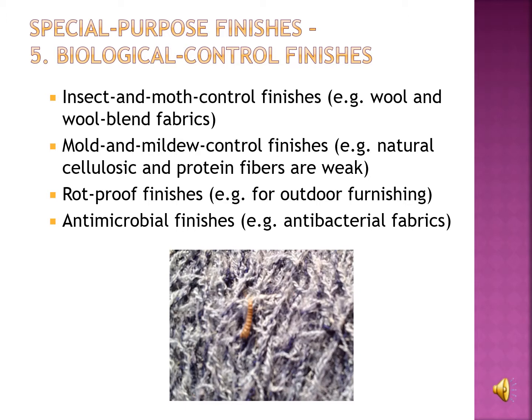There are rot-proof finishes, which relate a little bit more to outdoor furniture fabrics, because they're a little bit more susceptible to rot. But there are also antimicrobial finishes that help with bacteria, and so they basically help create antibacterial fabrics. So again, finishes are available for most of the issues with fabrics that you can think of that you might want to help guard against, even getting into these different biological issues.